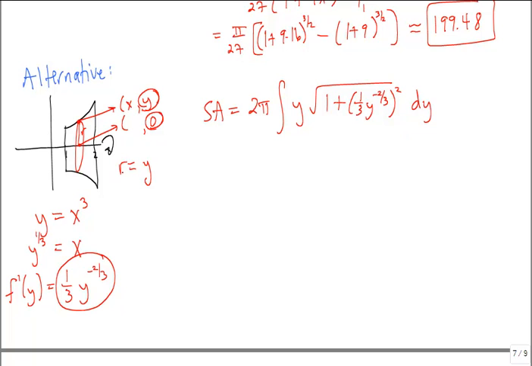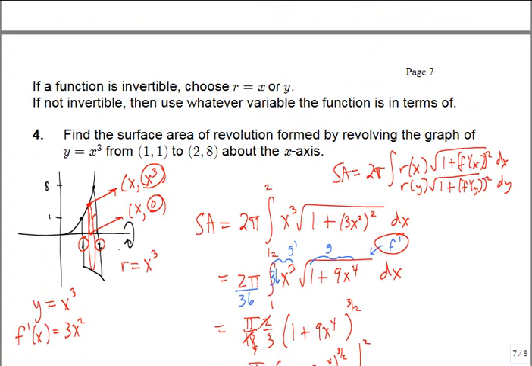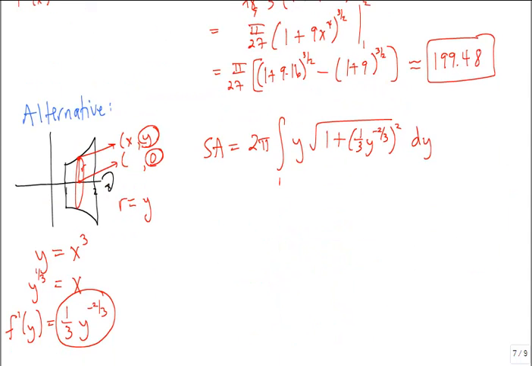So if you use for your radius function the y variable, then you need to use the derivative of this function in terms of y's as well. Everything in here should be y's, not x's. And that goes for the bounds as well. Remember, our points were (1, 1) to (2, 8). So the y's go from 1 up to 8. So those are going to be my bounds here as well.